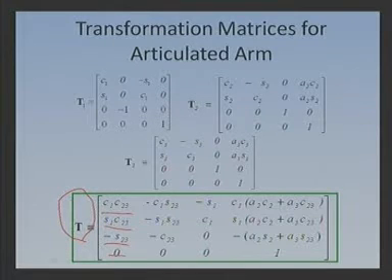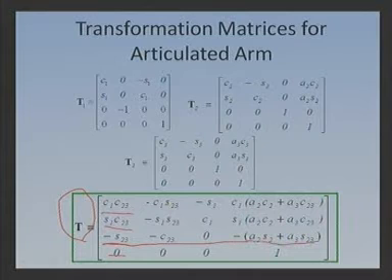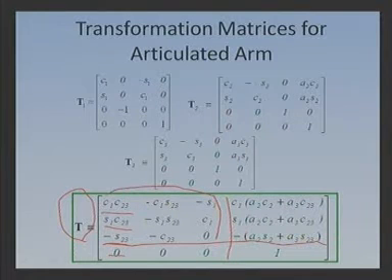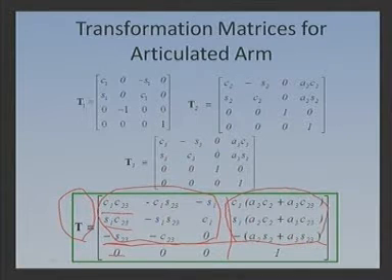So, this portion basically, if I divide this matrix, this portion will mean the orientation of the fourth frame with respect to the first frame, and this portion will mean that this is the origin of the fourth frame from the origin of the first frame. Okay.